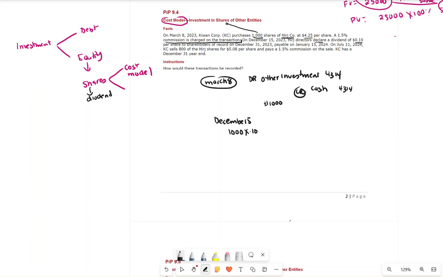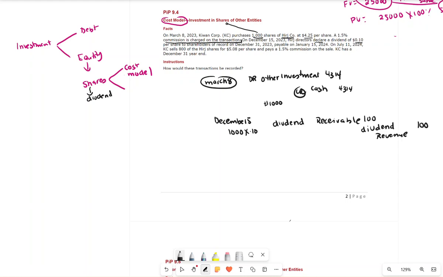And did they pay us now? No, they just declared it. At the time they declare it, we are going to record a dividend receivable and the dividend revenue. How much is that? This is going to be $100.